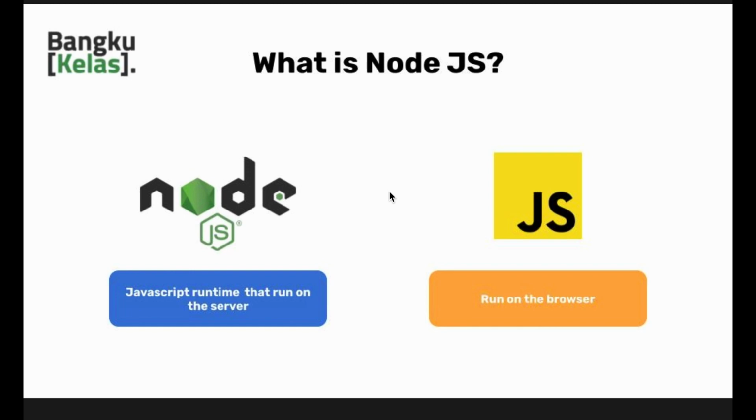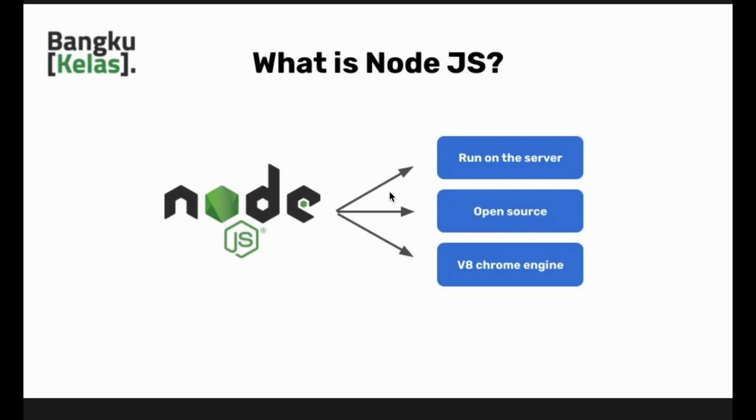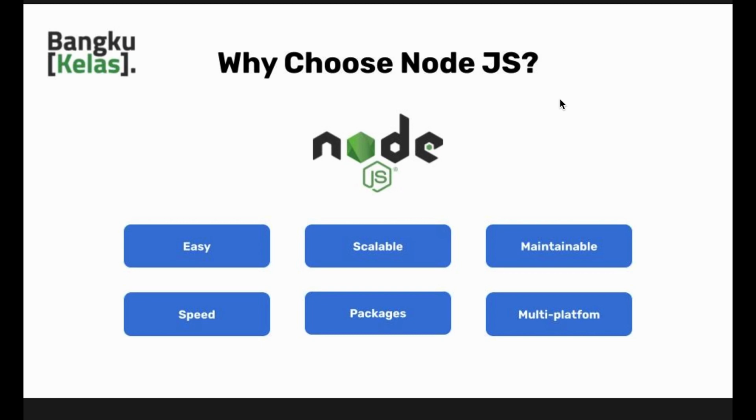So what is Node.js? Node.js is an open source and cross-platform runtime environment for JavaScript built on Chrome's V8 JavaScript engine, which runs on a server and is not just limited to the browser environment, which means we can actually run JavaScript code anywhere. Alright, at one point you might start to wonder why people choose Node.js.